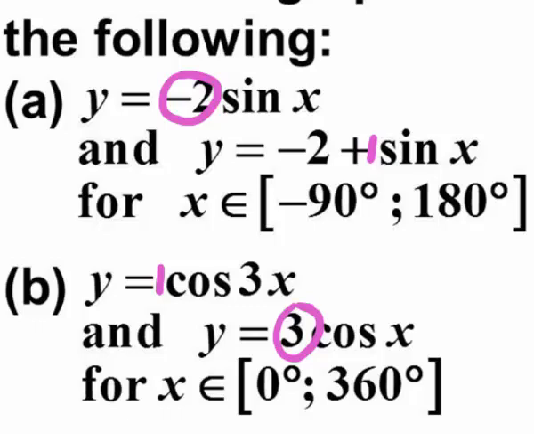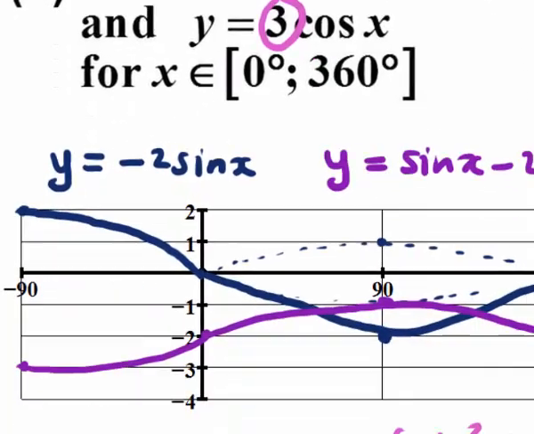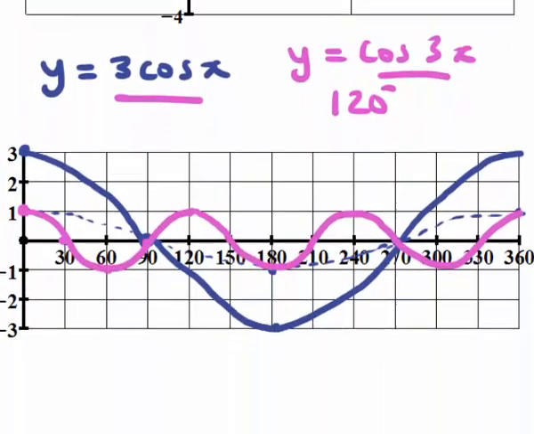So we've looked at amplitude, we've looked at vertical up and down shifts, and also the period shifts. Now in the next lesson we're going to look at some horizontal shifts and take it from there.